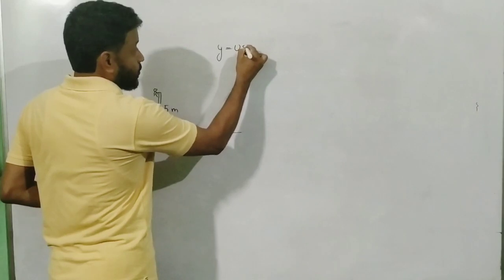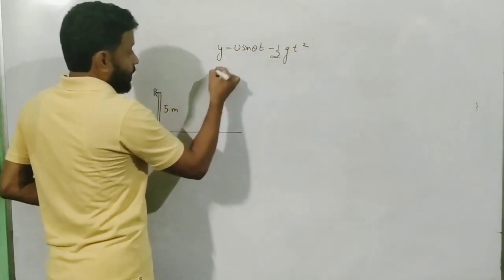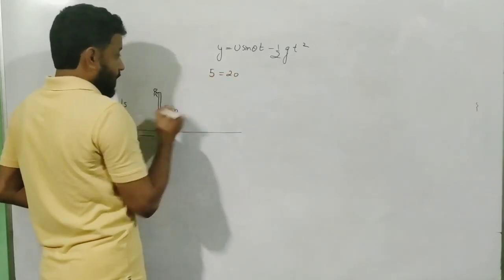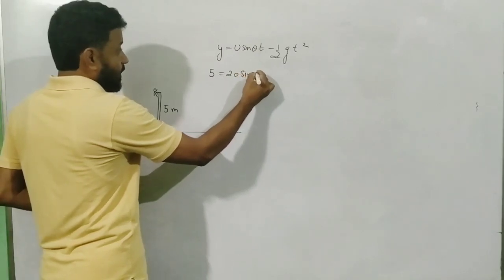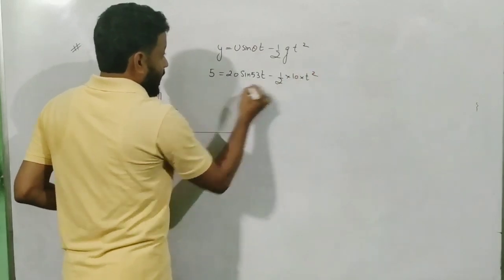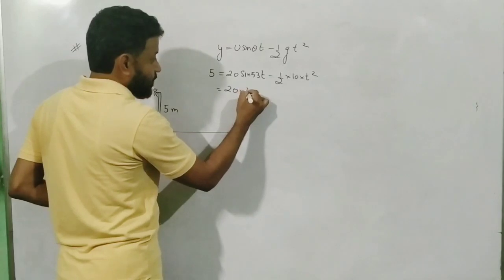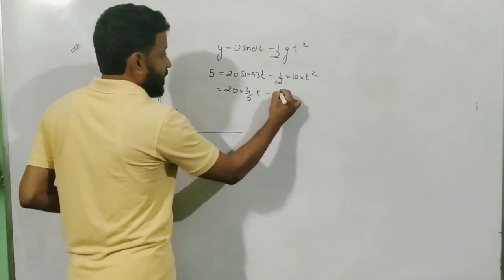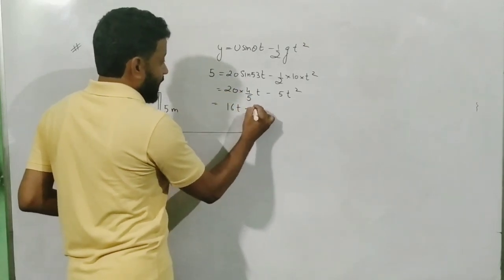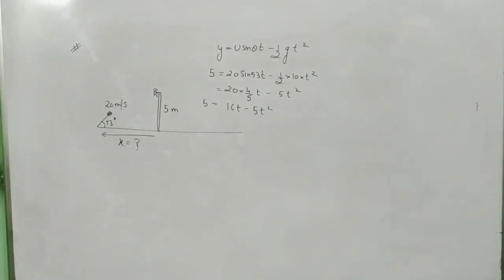y = u sinθ t − ½ g t². If I put the value of y as 5, u as 20, I write 5 = 20 sin53° t − ½ × 10 × t². Sin 53° is 4/5, so 5 = 20 × (4/5) t − 5t², and this becomes 16t − 5t² = 5. What is this? This is a quadratic equation.